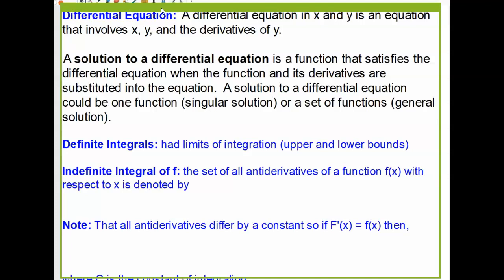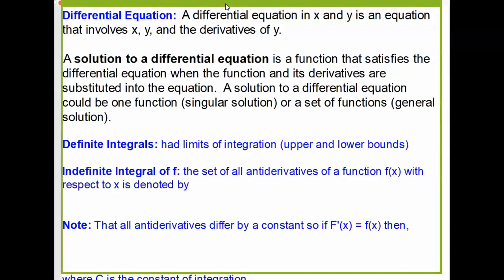A differential equation is an equation in terms of x and y. So think implicit, involving x and y. But a differential equation is going to involve derivatives of y as well. A solution to a differential equation is a function that satisfies the differential equation when the function and its derivative are substituted in. So we're going to be substituting again. Chapter 6 is a lot of substituting.